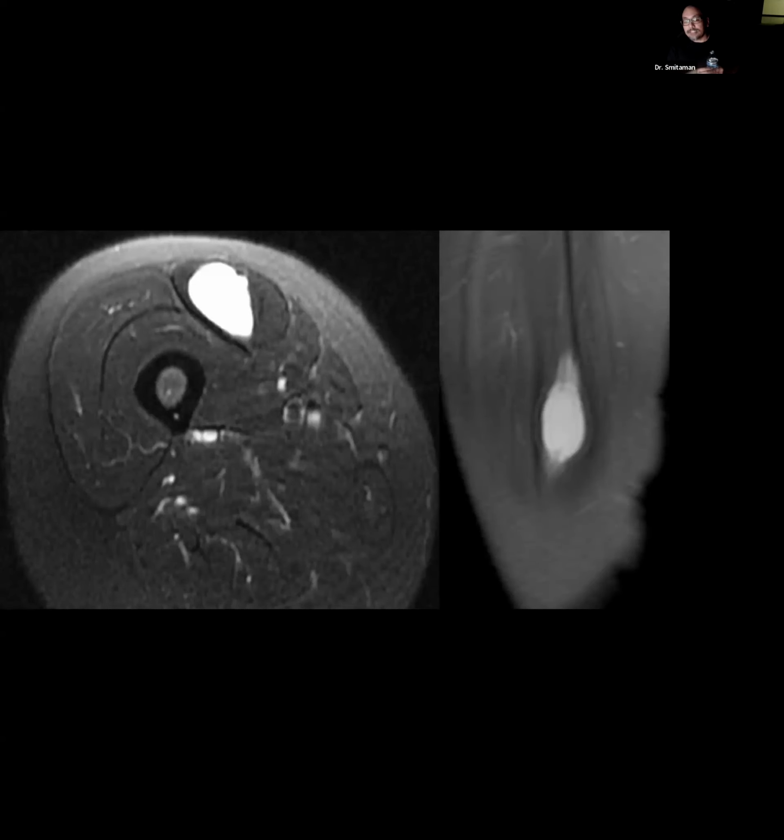Myxomas in this case can be non-enhancing, could be partially enhancing, but more often in the literature and anecdotally in my experience, it's sort of heterogeneously enhancing. Loves to involve the thighs of adult females. And one thing to think about is the association with Mazabraud syndrome. So think about that.